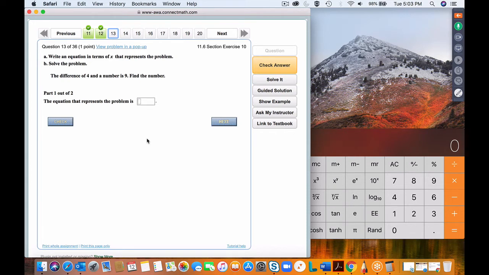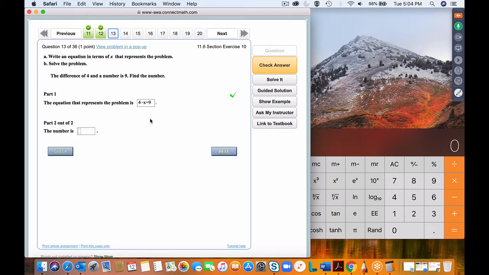The difference of 4 and a number is 9. So it's just the difference of 4 and a number is 9. Remember, the difference is minus, is subtraction. Let's check the first one. Now, what is the number?